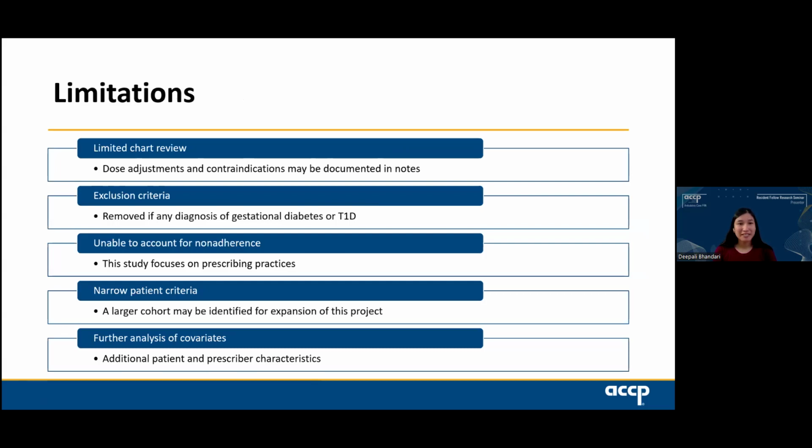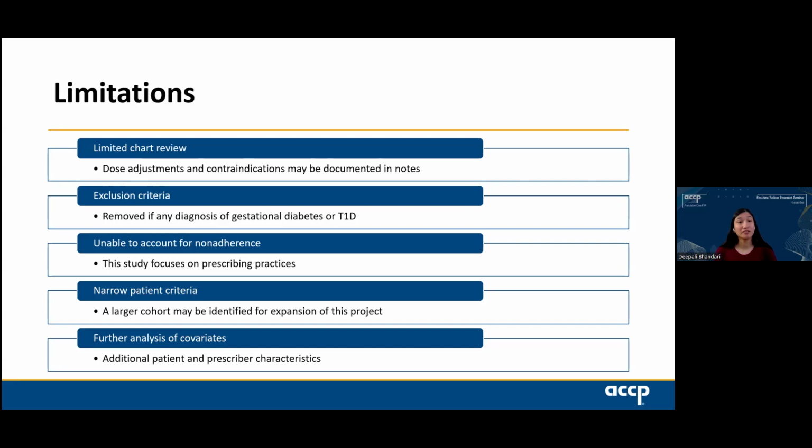And then just to briefly touch on some limitations, again, this was not a chart review, so dose adjustments and contraindications could be documented in notes, but not through med orders. The exclusion criteria did remove a large chunk of the population if they had any diagnosis of gestational diabetes or type 1 diabetes in their chart. We're unable to account for non-adherence, but of course we are looking at prescribing practices, not necessarily patient adherence. And then this is a narrow patient criteria.